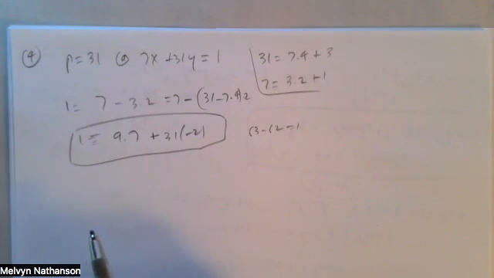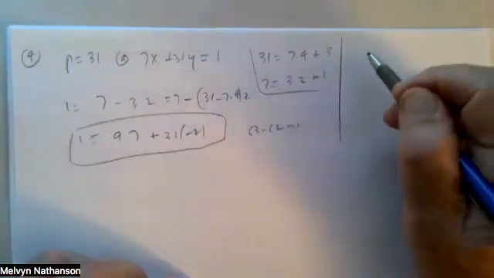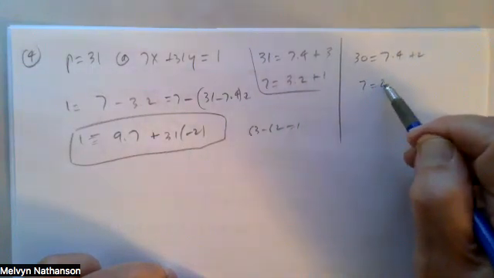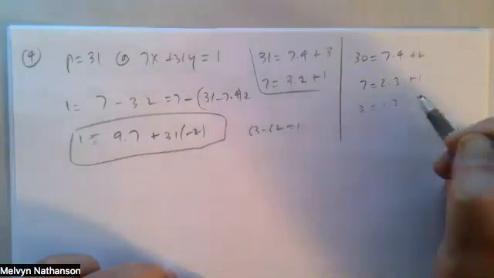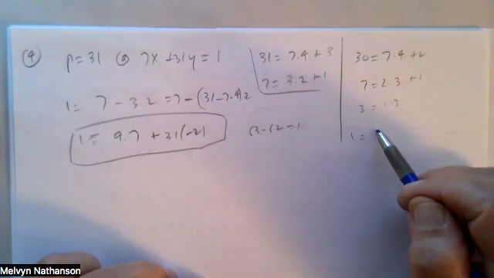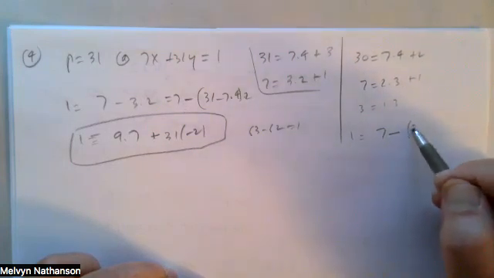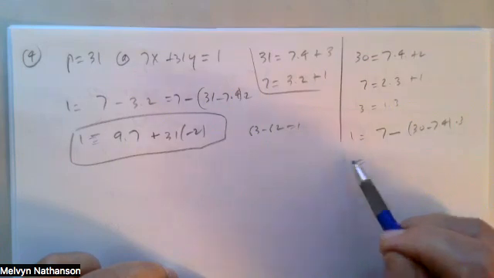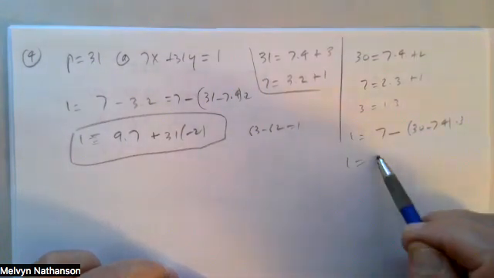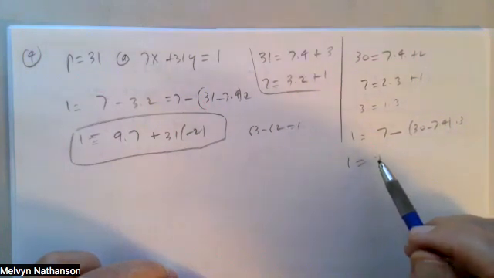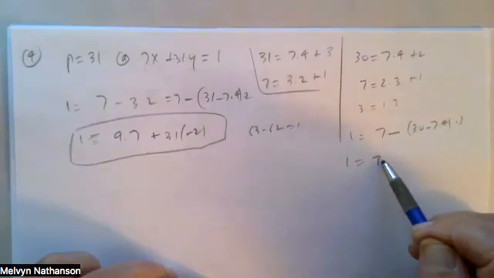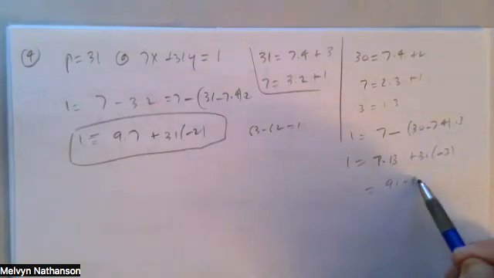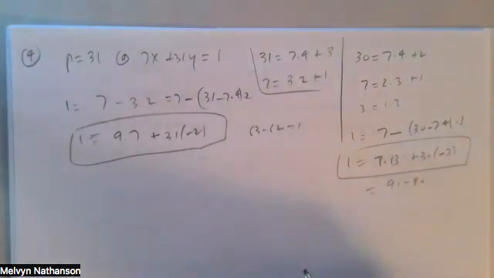And the second part is instead of 31, use the number 30. So if you take 30 and divide it by 7, this is again 7 times 4 plus 2. 7 is 2 times 3 plus 1. 3 is 1 times 3. So 1 is 7 minus 2 times 3. What is 2? 2 is 30 minus 7 times 4. So how many 7s are there? I have 12 plus 1. This is 7 times 13 plus 30 times minus 3. And again, you check, this is 91 minus 90. So it certainly is equal to 1.